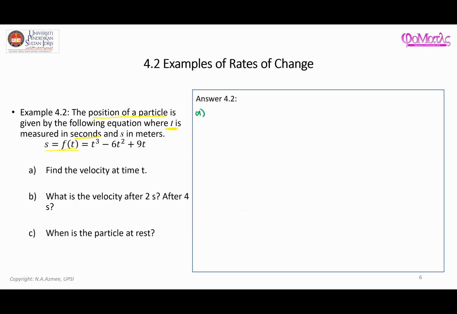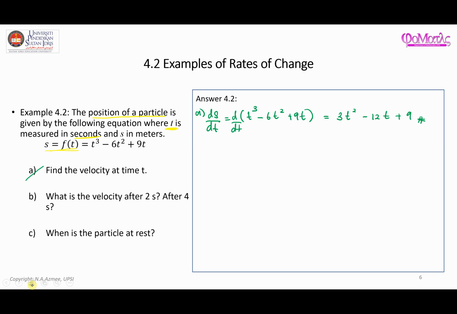For question A, we're going to find ds dt, which is equal to differentiating the given function, t cubed minus 6t squared plus 9t. The answer is going to be 3t squared minus 12t plus 9. So this is the velocity at time t.